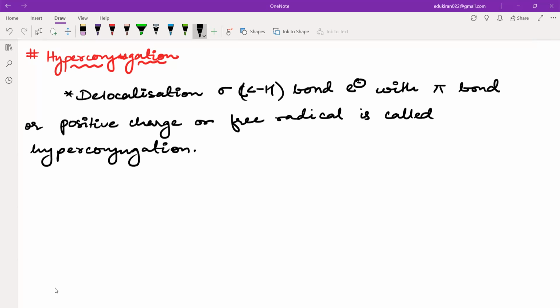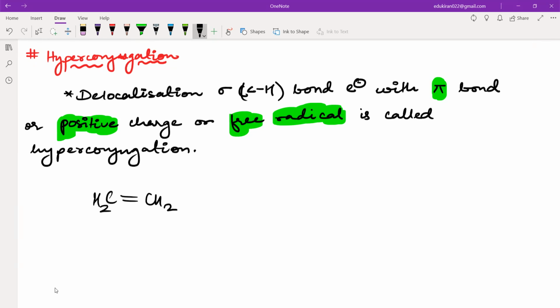So there are three things that you have to remember. Either there should be a pi bond, or there should be a positive charge, or there should be a free radical. Now we can summarize rather than remembering these three things. Take an example: CH2 double bond CH2 has a pi bond. If I take CH3 positive, there is a positive charge, so we have an empty orbital. And if I take CH3 free radical, these are the three cases.